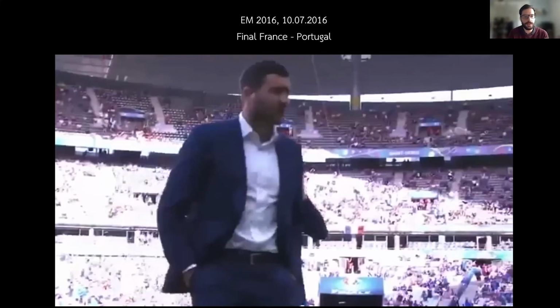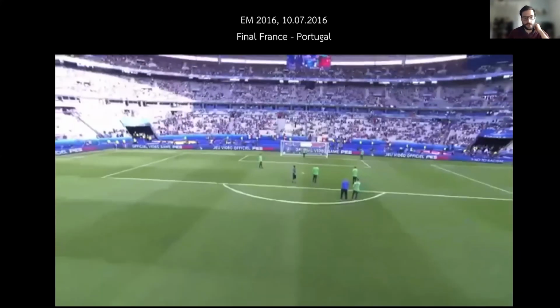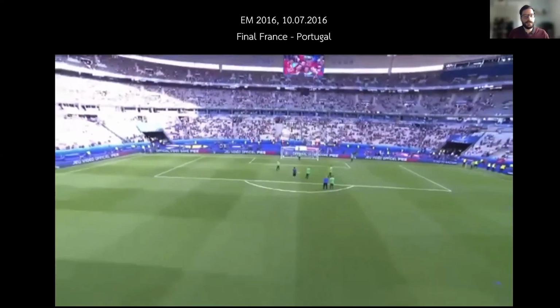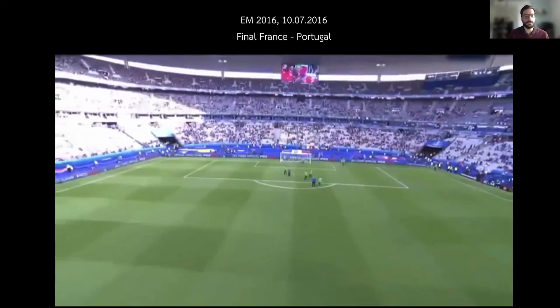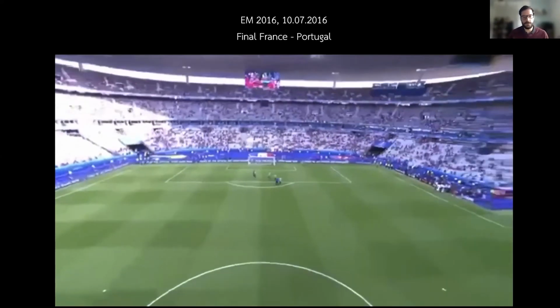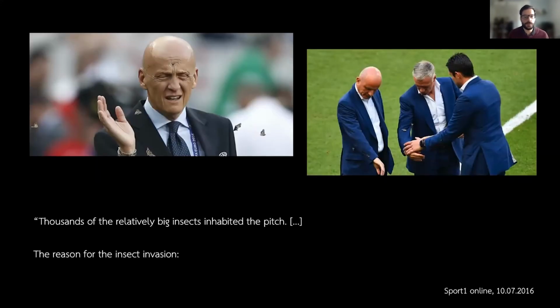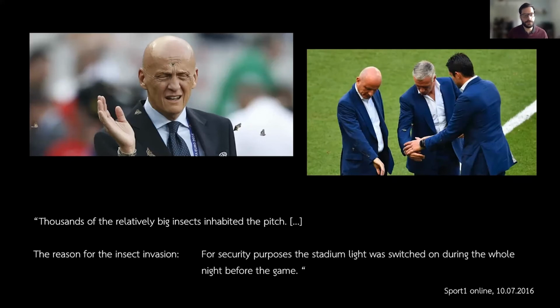So it had not had anything to do with the game itself. There was a game even 3 days before in that stadium. And suddenly in the final, there were a lot of insects on the field in the whole stadium. Maybe you saw it. It was a very big topic when I watched it live on TV. And I found one citation online which said thousands of the relatively big insects inhabited the pitch. Some were even talking about millions. And it took only a very short time to know the reason why this was happening only for the final: for security purposes, the stadium light was switched on during the whole night before the game. It was only done for the final.